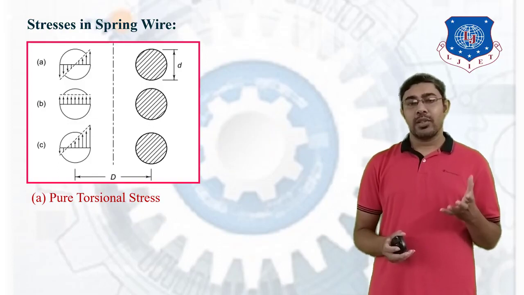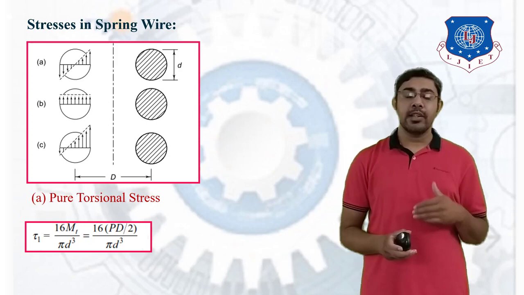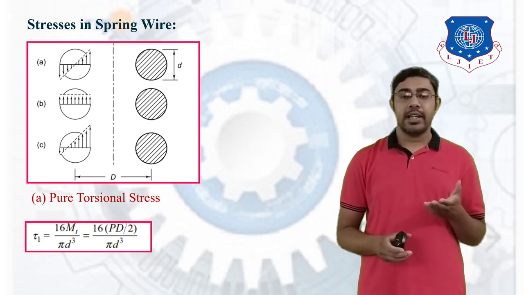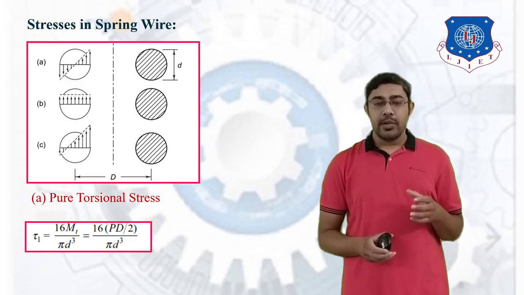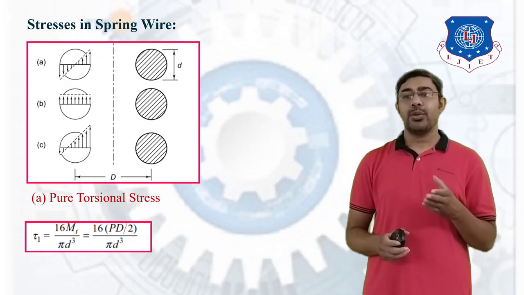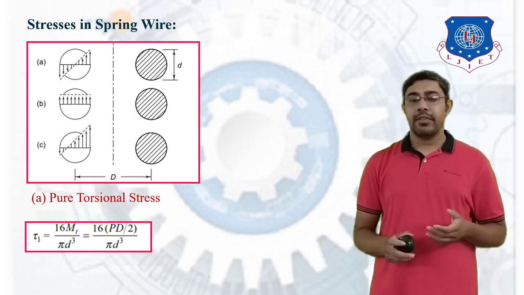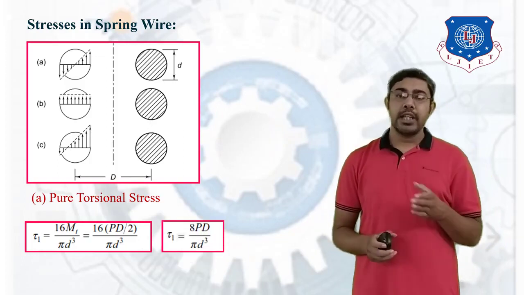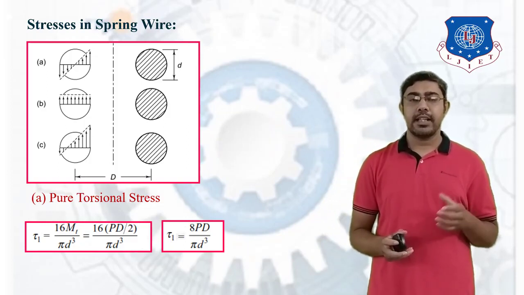As we know, the pure torsional stress is denoted by tau 1, and the formula for tau 1 is 16 MT divided by pi into d cube. Here MT we calculated in previous slides, and that is nothing but P into capital D divided by 2. If we place the value of MT here, we get tau 1 is equal to 8 PD divided by pi d cube. So this is the pure torsional stress, that is tau 1.